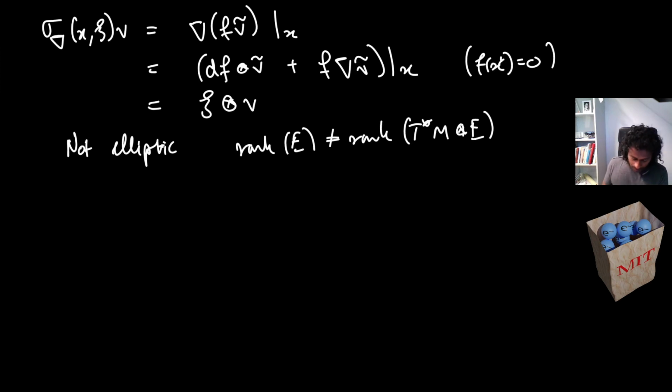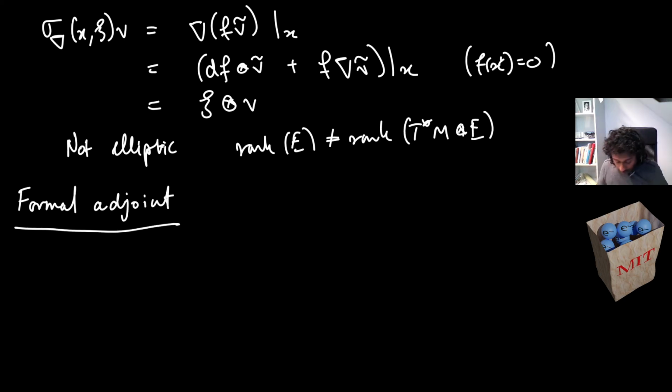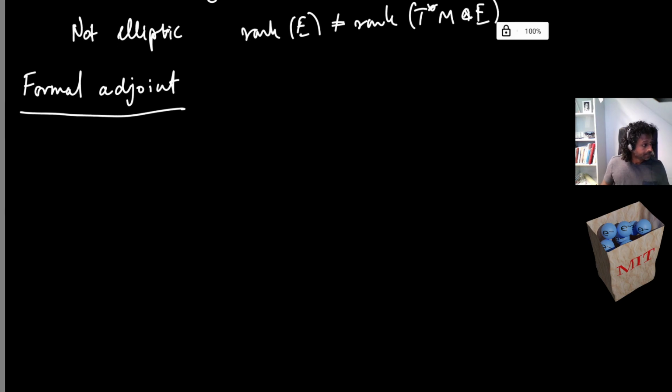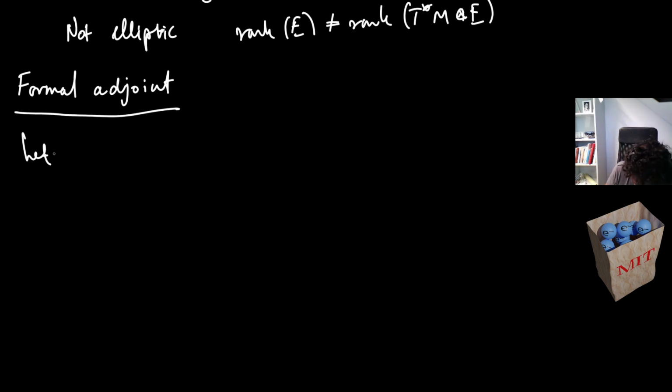Okay. So I won't give you any examples of elliptic operators just yet because I want to move on to the formal adjoint, and with that we will start getting some elliptic operators, right? So let E and F be, now I want some Hermitian bundles, okay? I want a metric structure. Not necessarily a Hermitian structure.